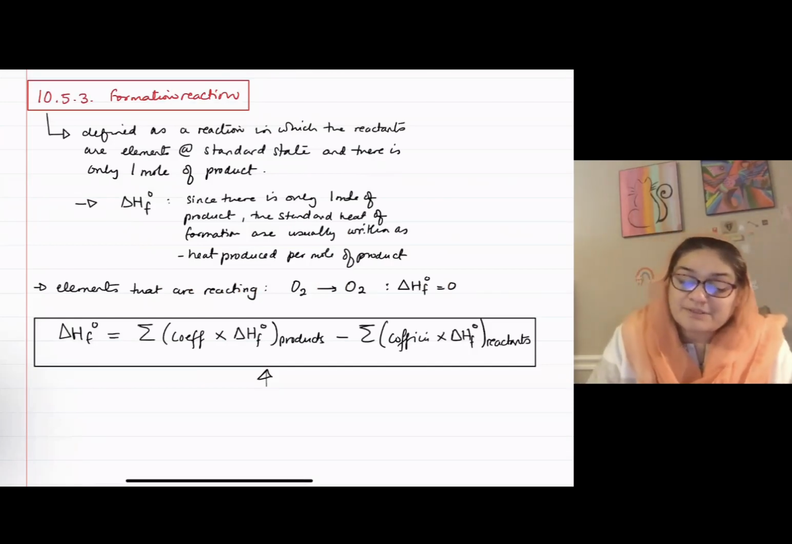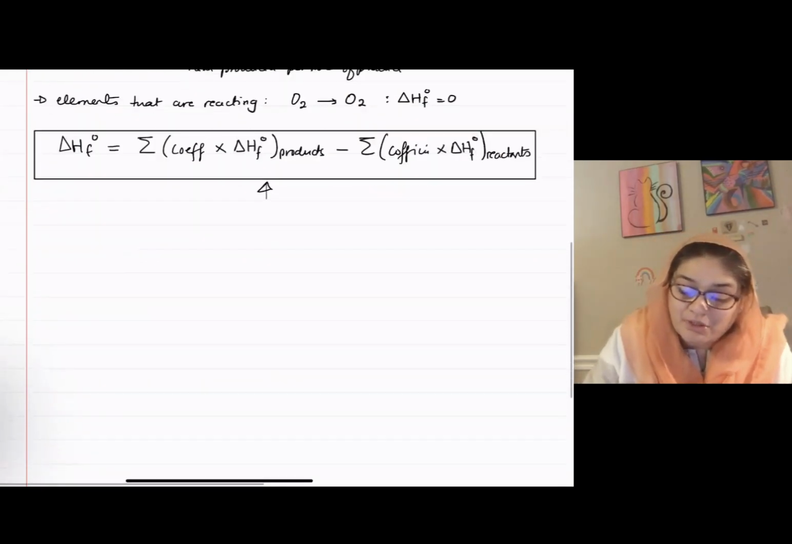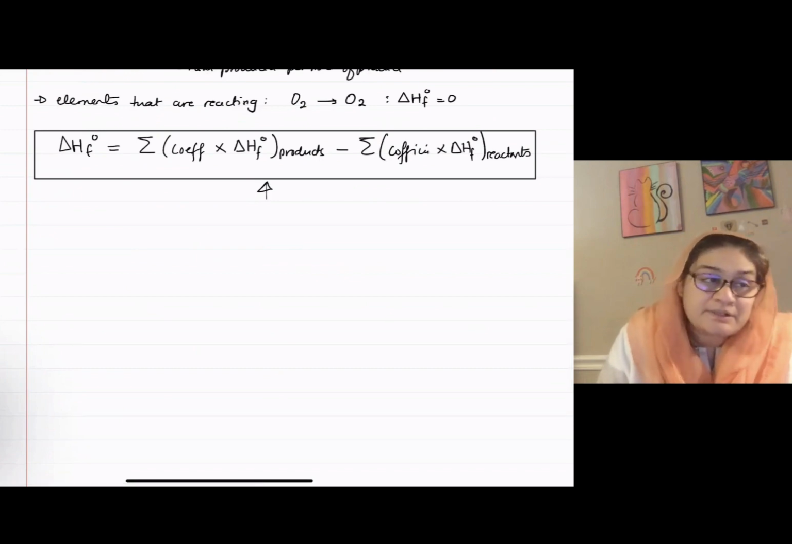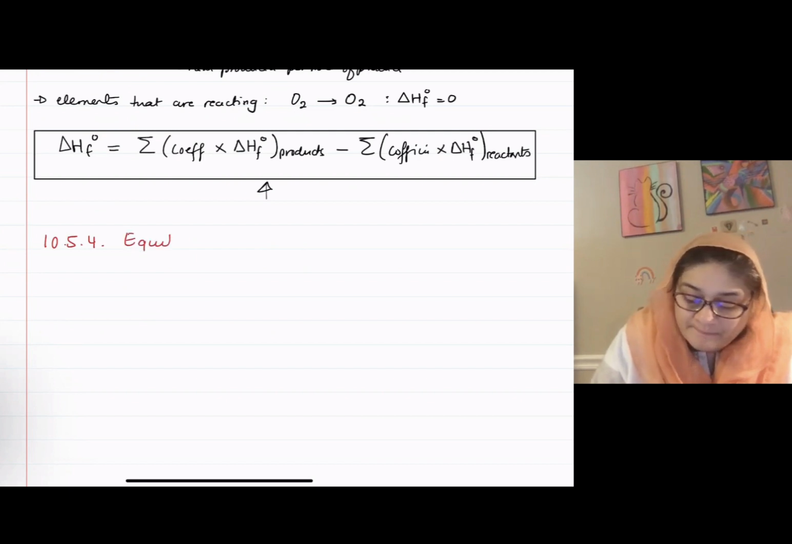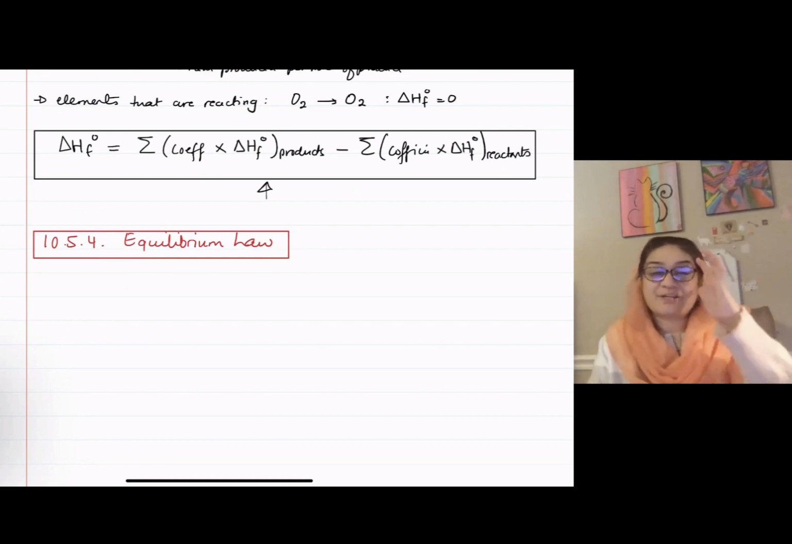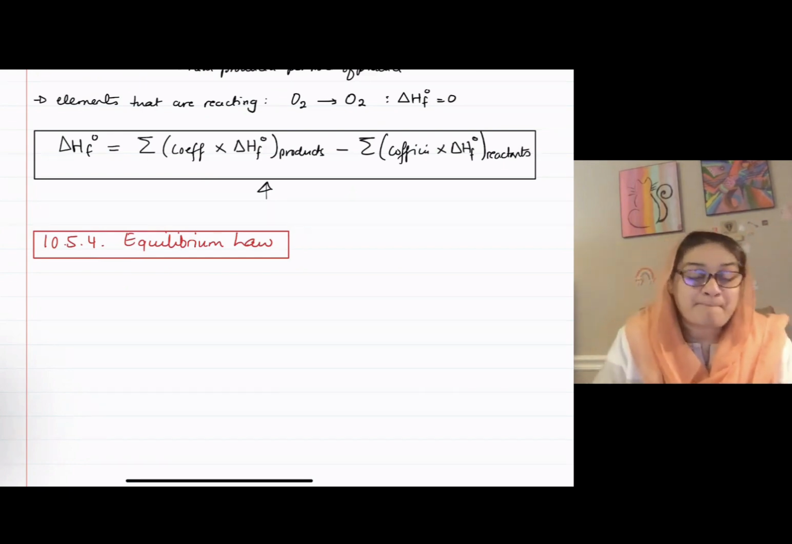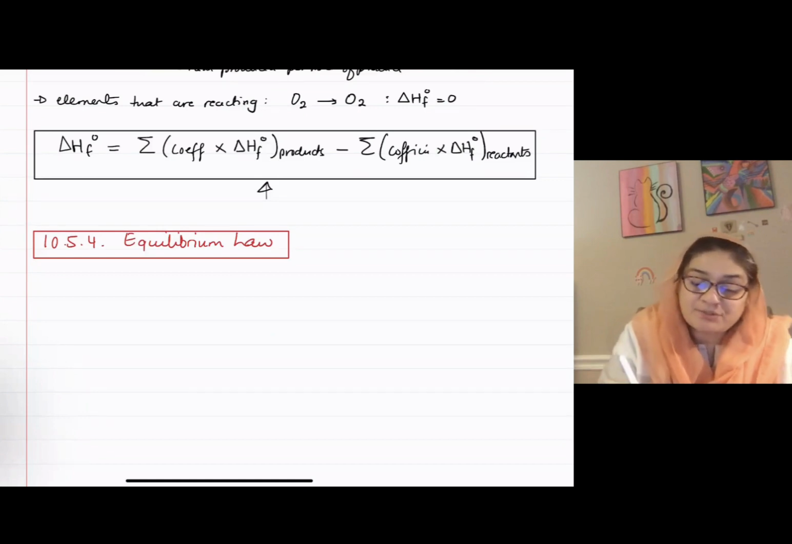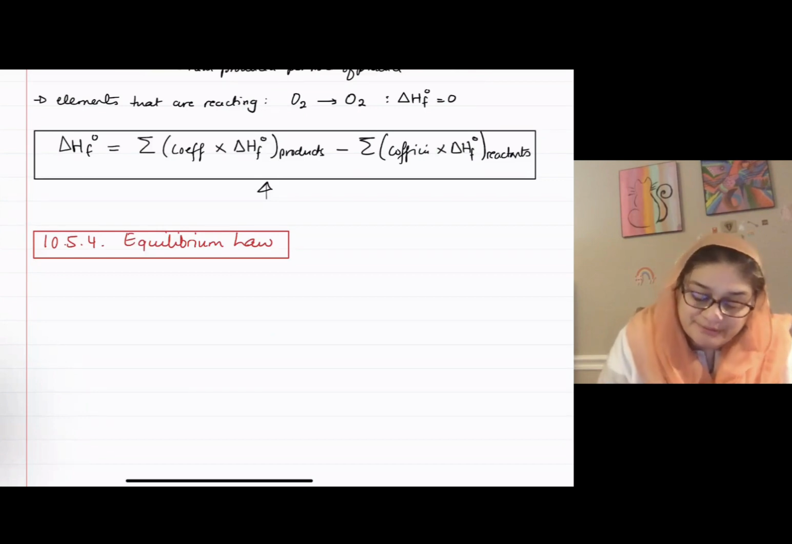Okay, now the next thing I need to do is talk about something called the equilibrium law, 10.5.4. I'm sure you have seen this in chemistry before, but I'm going to discuss it here anyway. So what is an equilibrium law?